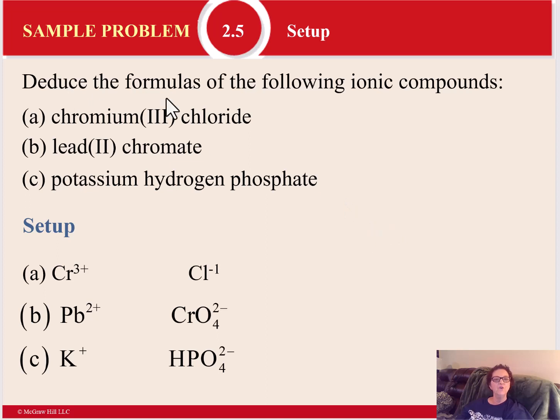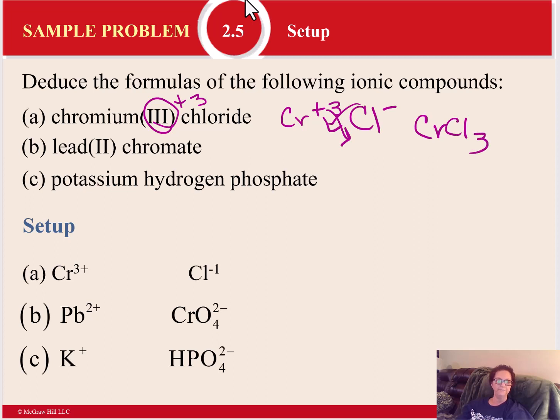Okay, so deduce the formulas for these. So we've got chromium 3. Remember, this tells me that that's going to be a +3. So chromium +3. Chloride can only be a -1. It's always the same because it's a representative. So I'm going to swap and drop. So I'm going to have CrCl3. Lead 2 means I've got lead 2+, and a chromate, which is CrO4 2-.